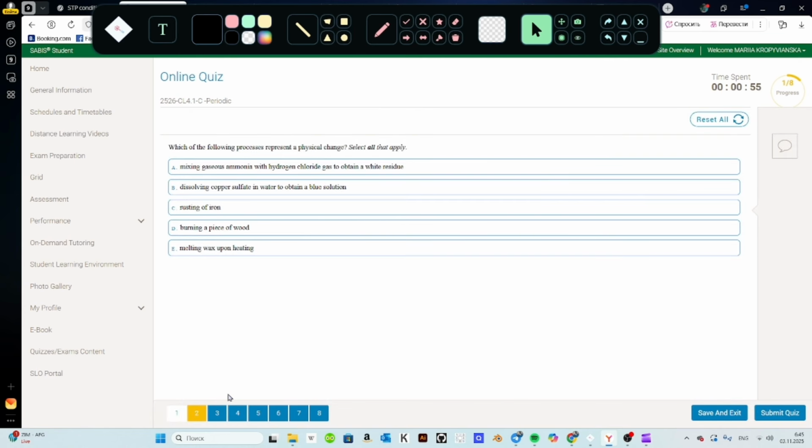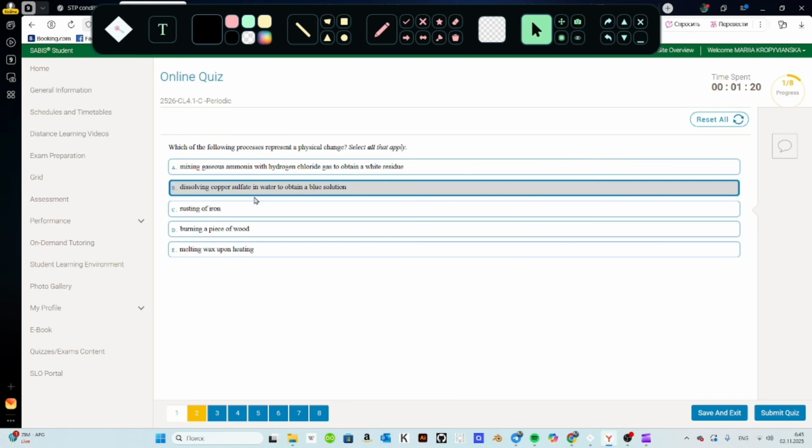Now, which of the following processes represent a physical change? Mixing gaseous ammonia with hydrogen chloride gas to get a white residue. Well, we're obtaining a new substance. That means we're undergoing a chemical change. So no. Dissolving copper sulfate in water to obtain a blue solution. We're dissolving something in water. Dissolving is counted as a physical change. So this is the correct answer.